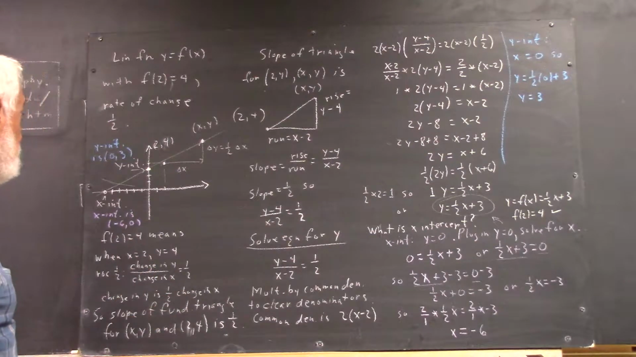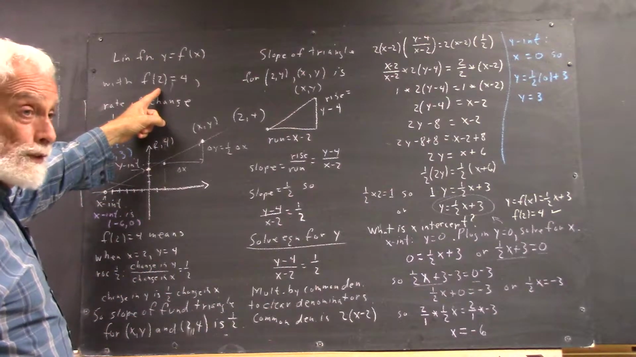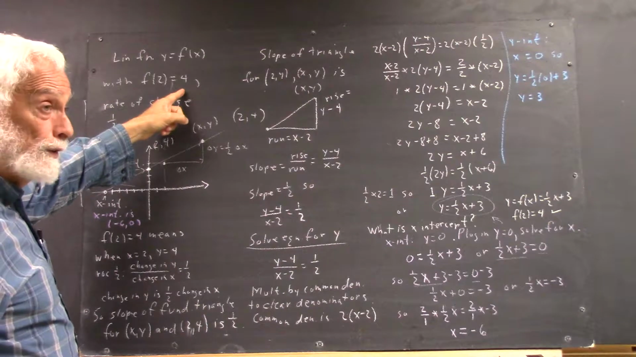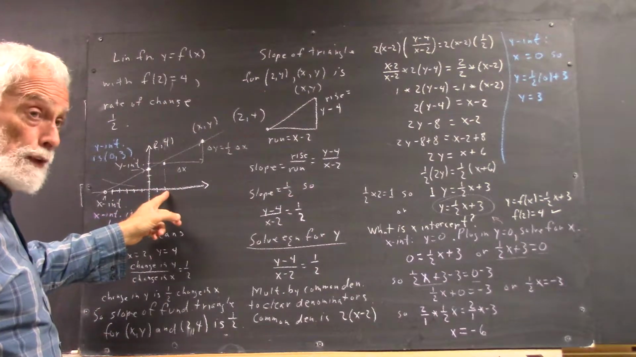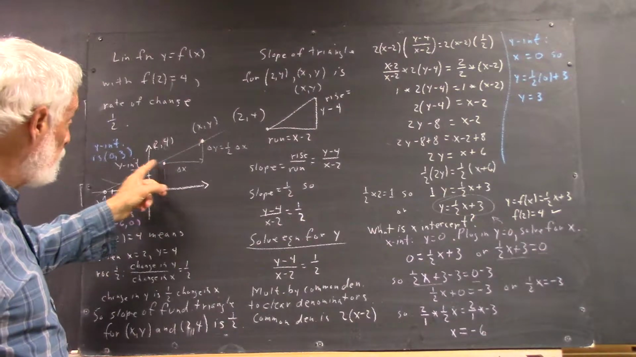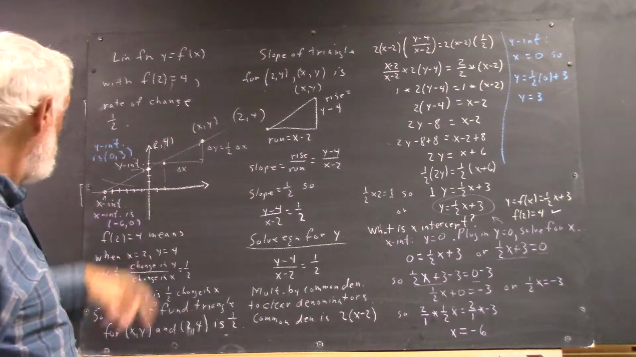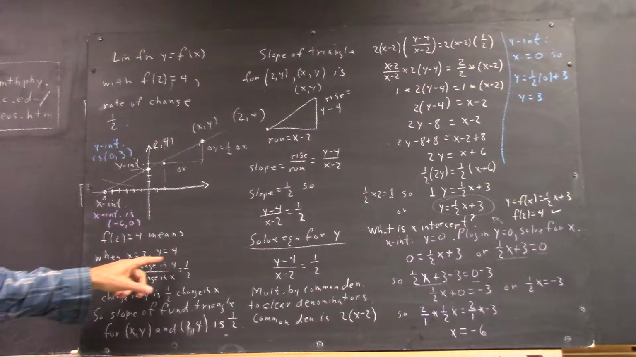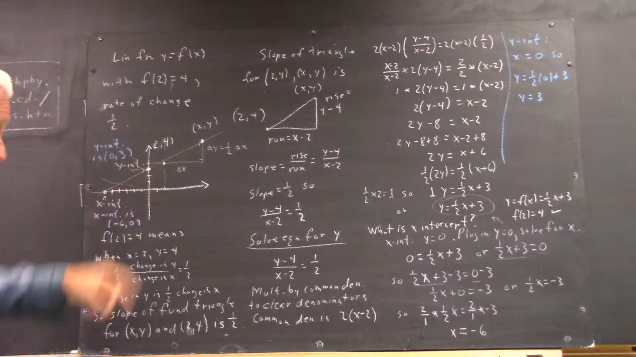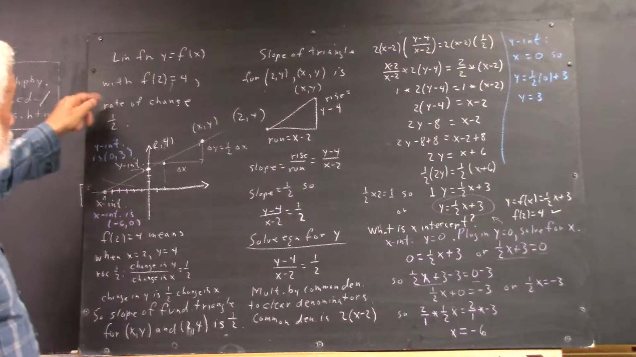It simply says that when x takes the value 2, y has to take the value 4. Meaning that if x takes the value 2, the y-coordinate has to be 4, so you have this point on the graph. Okay, so again, f of 2 equals 4 means that when x is 2, y is 4, we get this point. Now, the rate of change is 1/2.